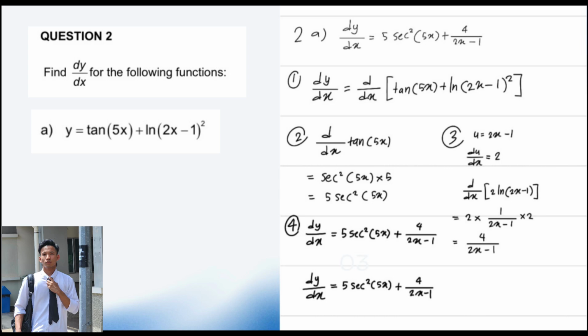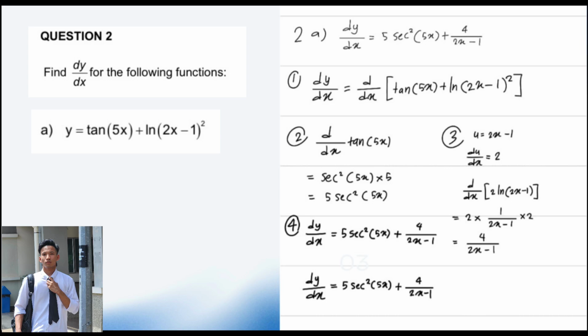Question A. Number 1. Apply the chain rule and the derivative rules for trigonometric and logarithmic functions. dy over dx equals d over dx of tan 5x plus ln (2x minus 1) squared. Number 2. Differentiate tan 5x. The derivative of tan u is sec squared u multiplied by du over dx. Here u equals 5x, so du over dx equals 5.